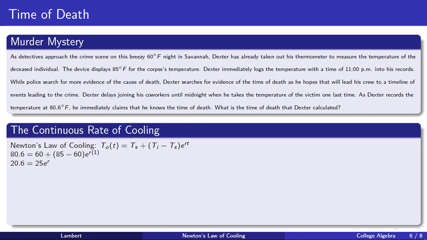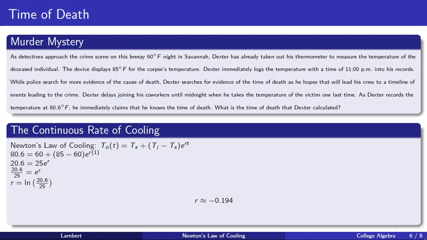This is just a simple exponential equation now. So 20.6 divided by 25 equals e to the R. And using that definition of logarithms, this actually gives us R equals the natural log of 20.6 divided by 25. If you punch this into a calculator, just find that natural log button over on the left-hand side, and punch in 20.6 divided by 25, you get R is approximately negative 0.194.